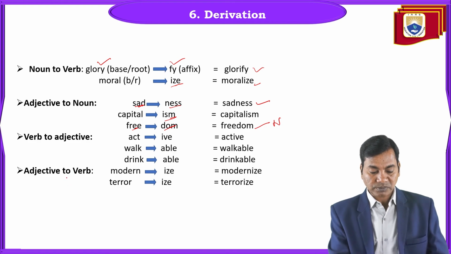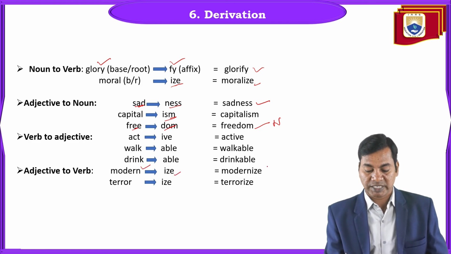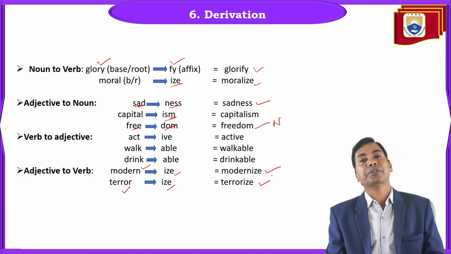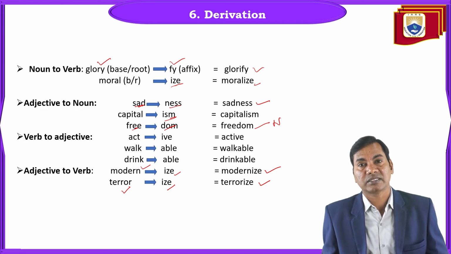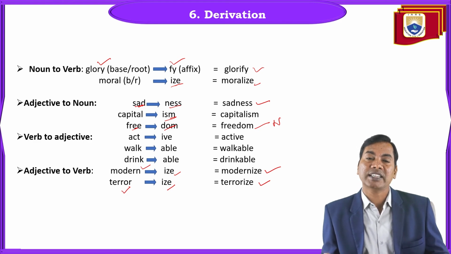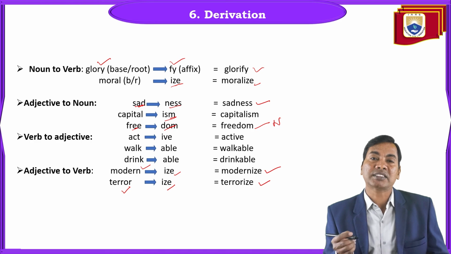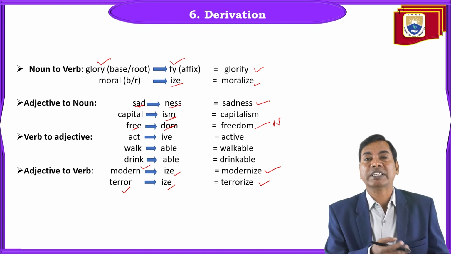So how to derive verbs from adjectives? Here the word modern is an adjective. By affixing ize to that, we get modernize, which is a verb. And terror is an adjective. By affixing ize to that, we get the verb terrorize. So we have seen the meaning of derivation. Derivation means deriving new words from the existing word. We derive new words from the existing word by adding the bound morpheme to the existing word.